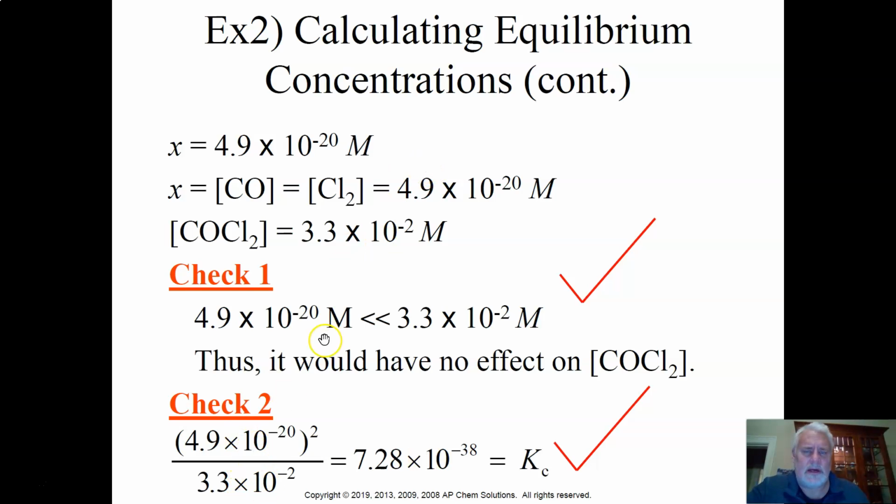Okay, so again, using that ICE box to make these calculations is going to be a super important skill moving forward, really all the way up until the end of April, which is the end of AP.